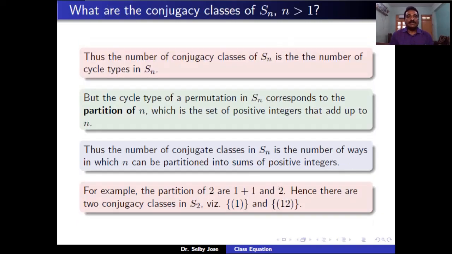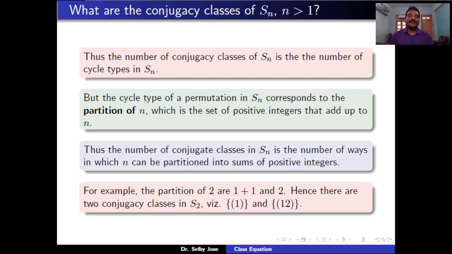Now, what are the conjugacy classes of S_N? Therefore, the number of conjugacy classes of S_N is the number of cycle types of S_N. Now, what is a cycle type? The cycle type of a permutation depends on a partition of N. A partition of N means a set of positive integers that add up to N. Therefore, the number of conjugacy classes of S_N is equal to the number of ways in which N can be partitioned into a sum of positive integers. That means the number of conjugacy classes is equal to the number of partitions of N.